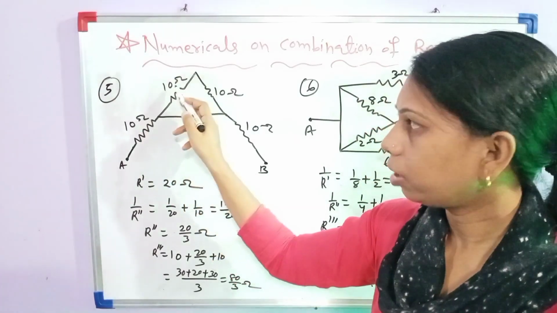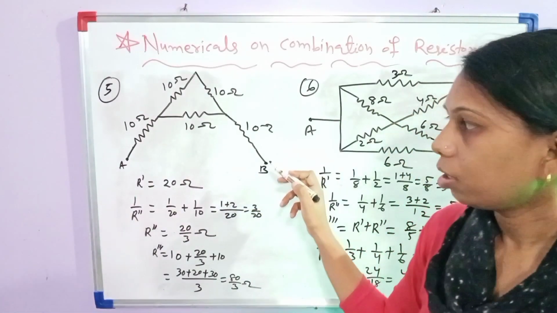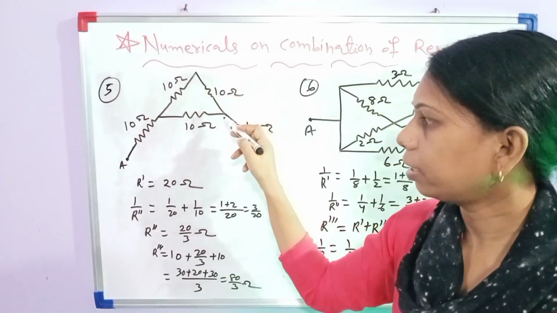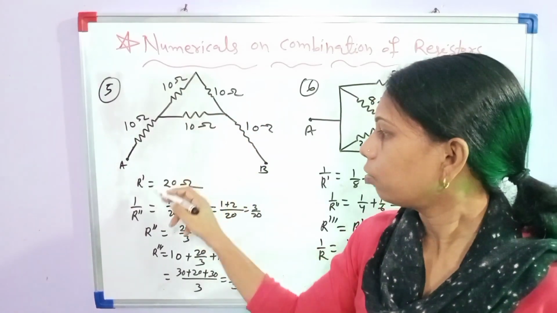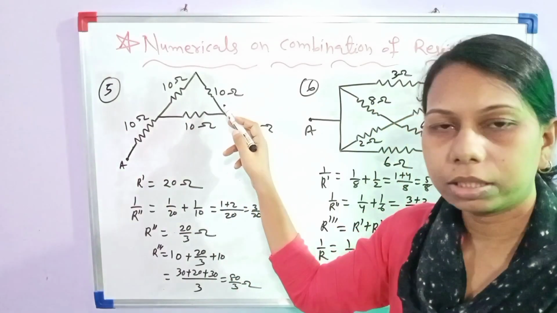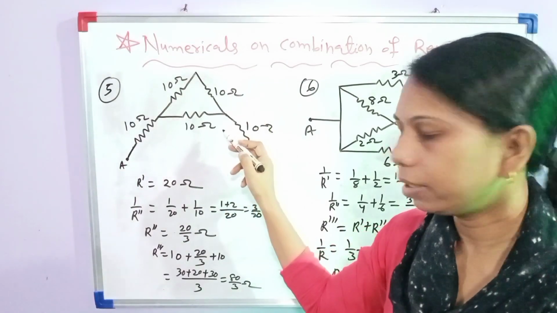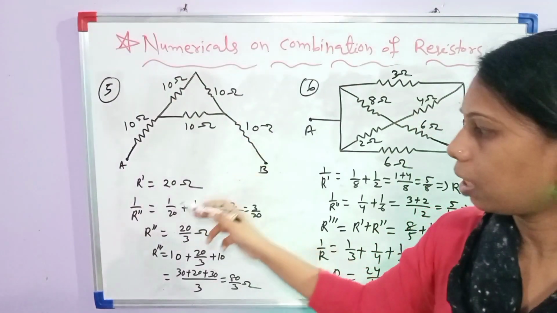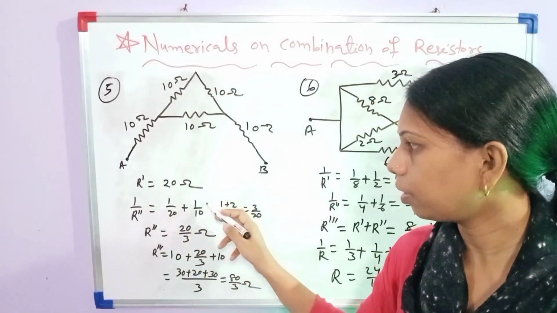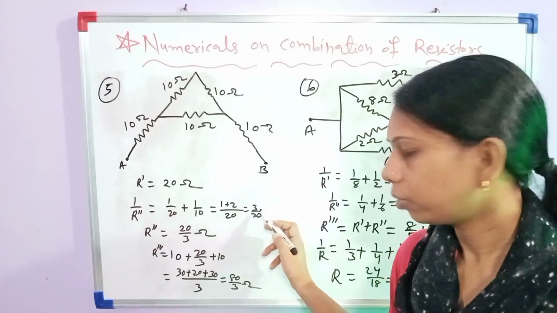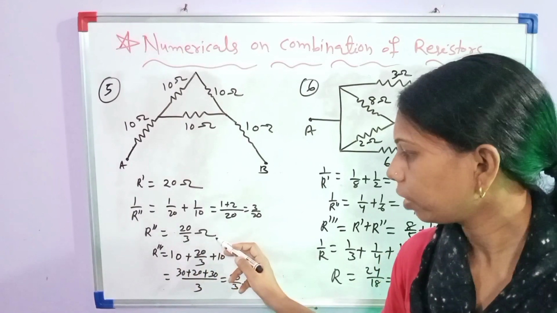Here 10 ohm, 10 ohm, here also 10 ohm, here also 10 ohm, here also 10 ohm. These two 10 ohm resistors are in series. Let their equivalent be R dash. So the equivalent of two 10 ohm resistors in series is 20 ohm. Then these 20 ohm and 10 ohm are in parallel. Let the equivalent of them be R double dash. So 1 upon R double dash equals 1 upon 20 plus 1 upon 10, equals 3 upon 20. So R double dash equals 20 upon 3 ohm.